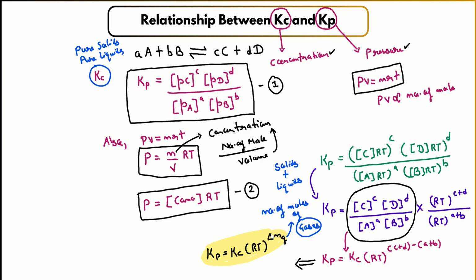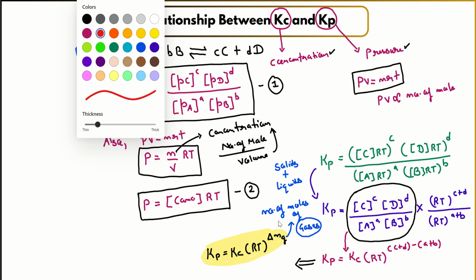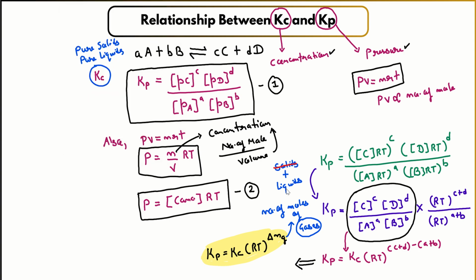Similarly, in Kp also, in this delta n, the change in number of moles, below it we are writing small g, which represents that only the change in number of moles of gases is considered. We have to ignore the moles in solids as well as the moles in liquids. We have to take only the moles of gases. So guys, don't get confused.